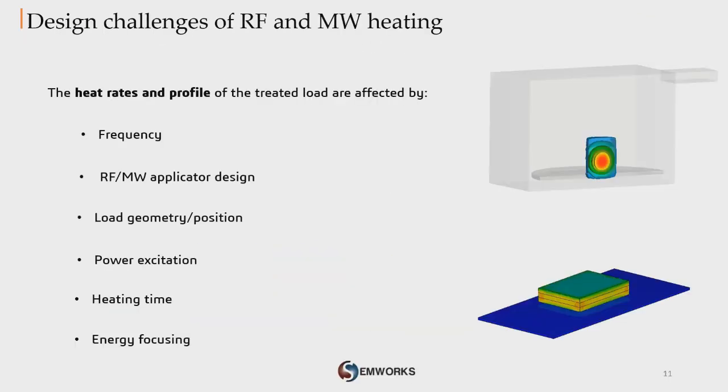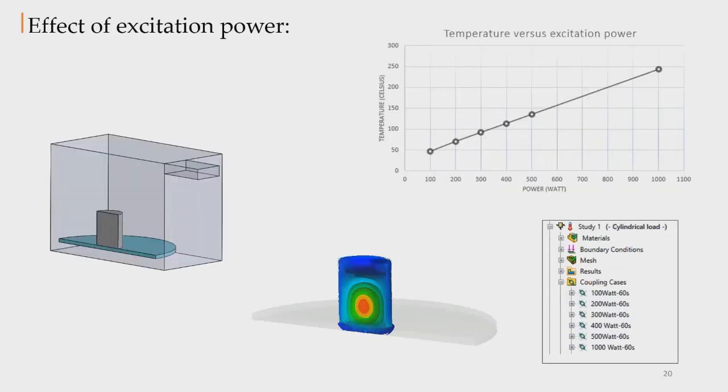Another important factor that defines the heating rate and the final achieved temperature of your load is the excitation power. With one main electromagnetic study, HFWorks allows us to solve multiple thermal analyses with different input powers for both steady-state and transient thermal solutions to optimize your heating process. For an excitation power range varying from 100 watts to 1 kilowatt, and for a heating period of 1 minute, we got the following temperature variation versus input power.